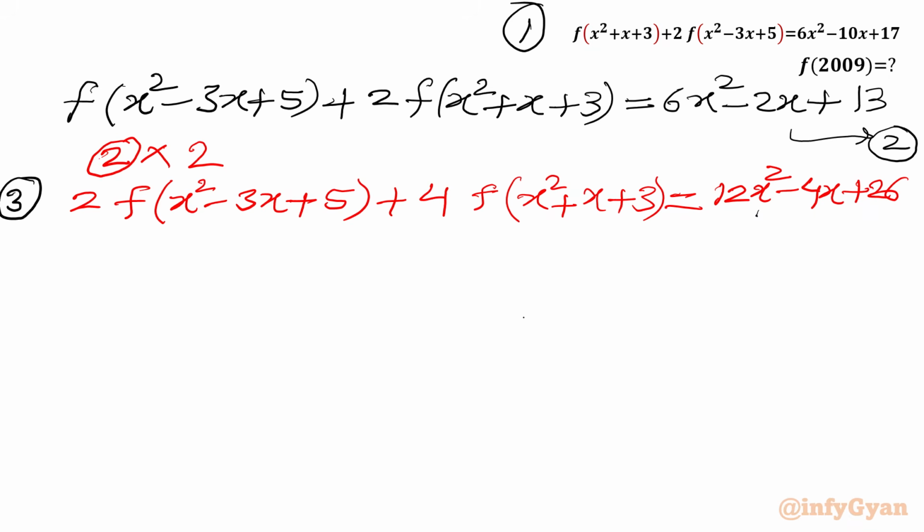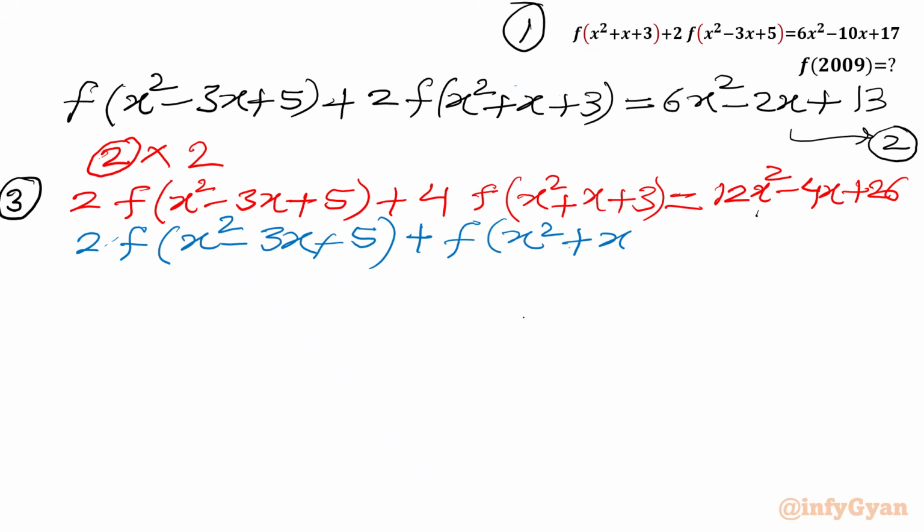Now we will subtract equation number 1 from equation number 3. So I need to write equation number 1 over here. So I will consider 2 times f of x square minus 3x plus 5 terms first. So I need to write here 2 times f of x square minus 3x plus 5 plus f of x square plus x plus 3 equal to 6x square minus 10x plus 17.